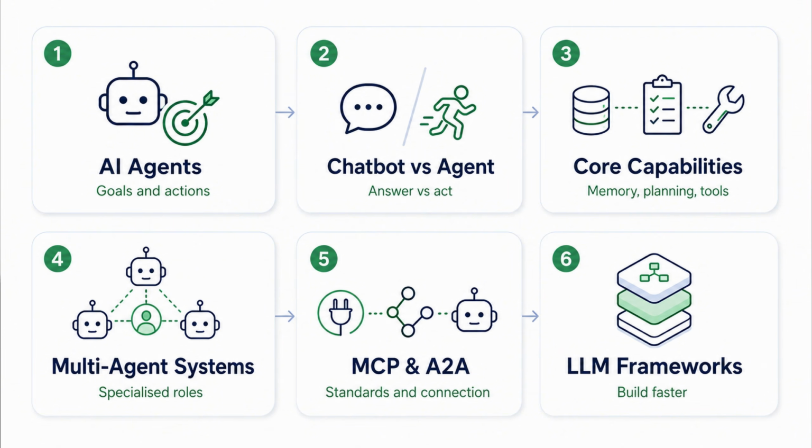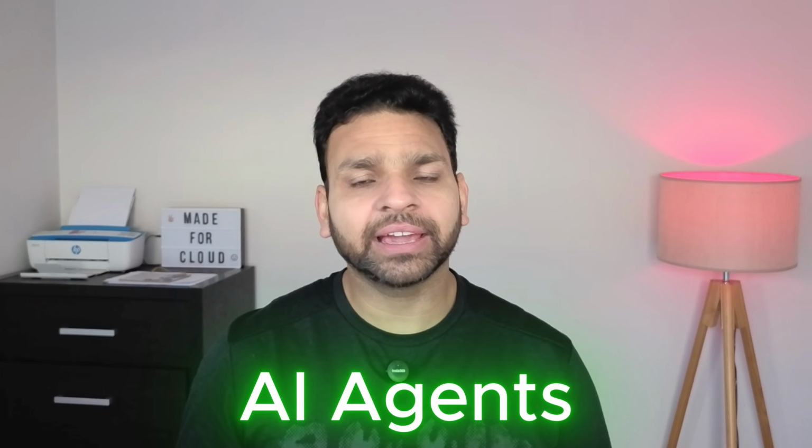And finally, we will look at the LLM application frameworks and understand why they help the developers build these systems faster and in a more structured way. So the goal of the video is simple. By the end, you should understand what the agents are, why they matter in real projects, and how agentic systems help AI move beyond simple text generation into systems that can actually assist with real work. Now let's start with the AI agents.